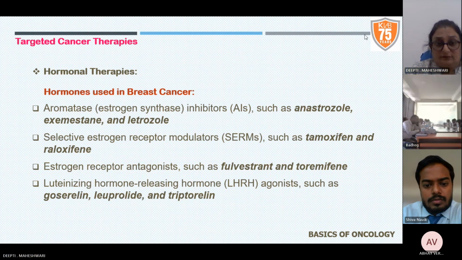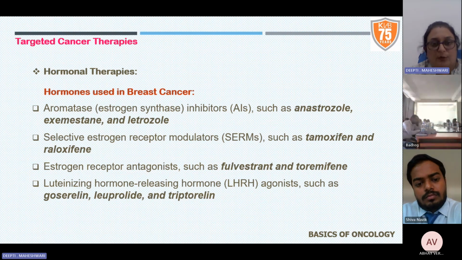Then you have estrogen receptor antagonists like fulvestrant and toremifene, which of course we don't have. Then you have luteinizing hormone releasing hormone agonists such as goserelin, leuprolide, and triptorelin. Of course, we don't have any molecule.